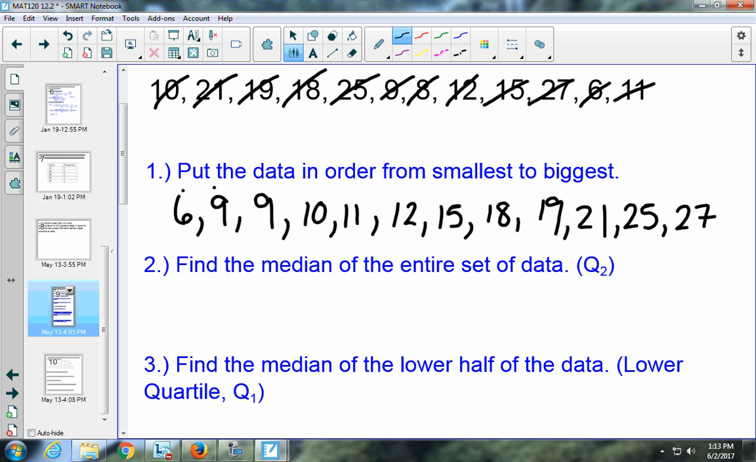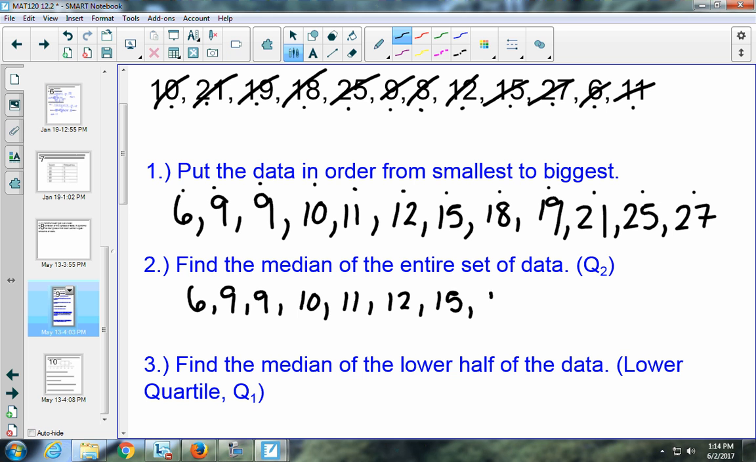So there are 1, 2, 3, 4, 5, 6, 7, 8, 9, 10, 11, 12 pieces of data here. 12 pieces of data originally. So I did not miss anything. I'm going to copy this set of numbers so that I can start finding the median.